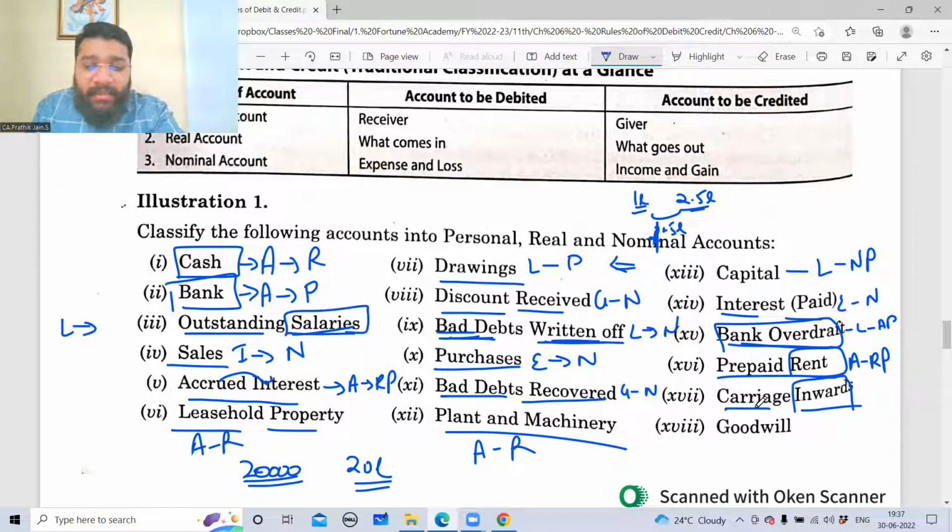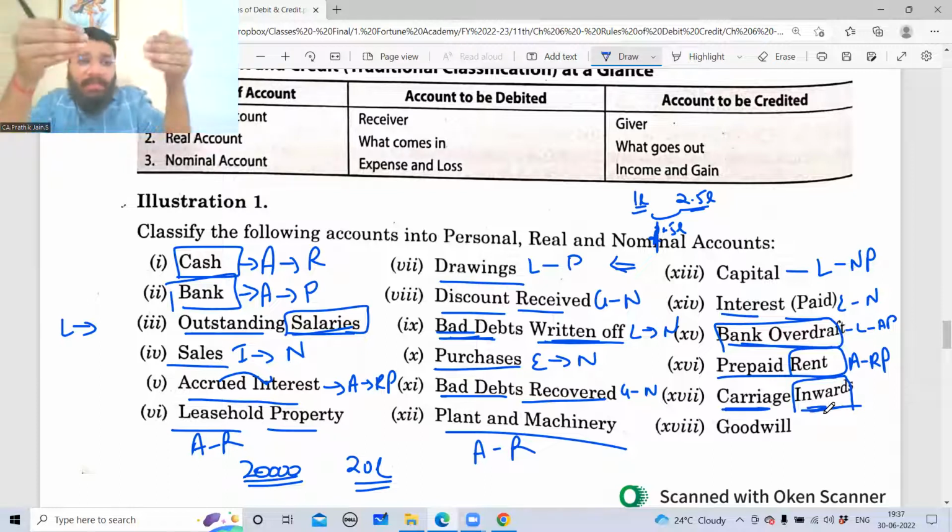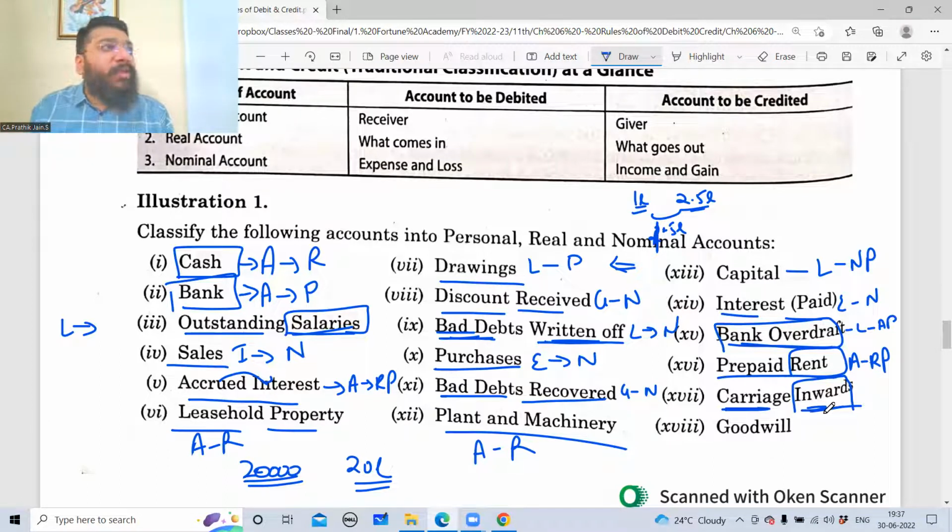So carriage means transportation charges. Inward means it is the expenditure on the goods that is coming inside. So when do goods come inside? Upon the purchase. So it is expense only. So carriage is by default expense. But this carriage inward is a transportation cost on the purchase.